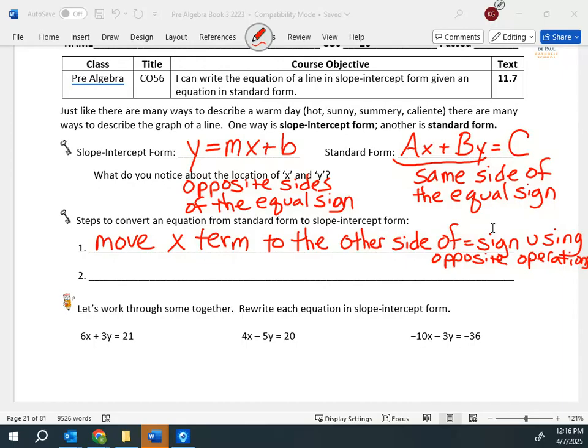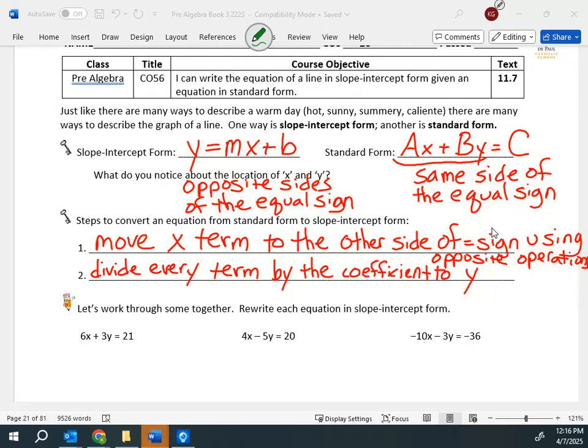We're going to divide every term by the coefficient to the y. So let me tell you what that means. We need to know what all of the parts in our equation stand for.